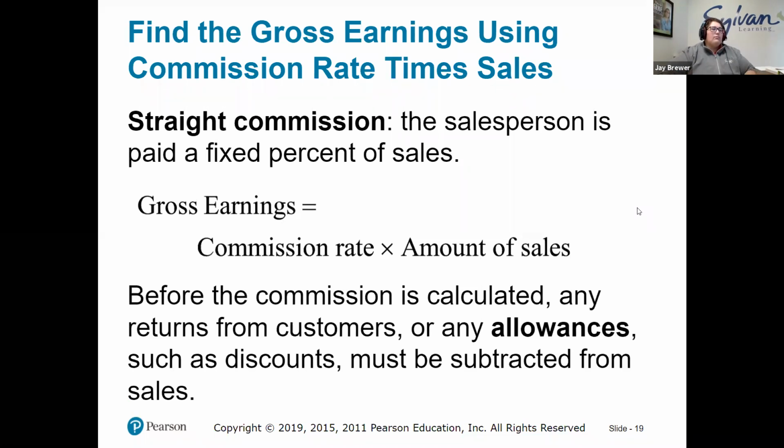Okay. Before the commission is calculated, any returns from customers or any allowances such as discounts must be subtracted from the sales. Okay, so pay attention to that part. You have to basically figure out your overall amount of sales. So no discounts can be included. No returns can be included. It's not like you can inflate that sale amount and then expect to get the same gross earnings.